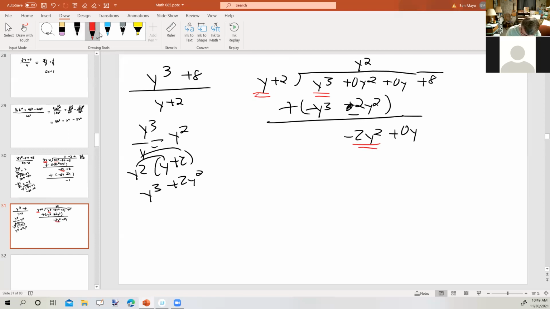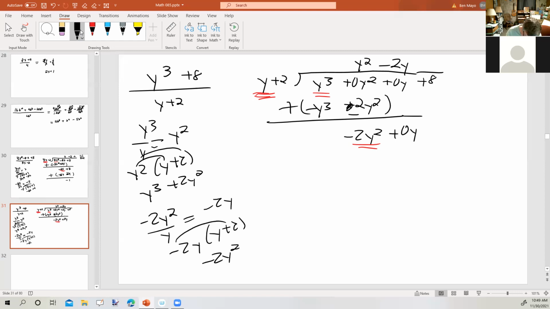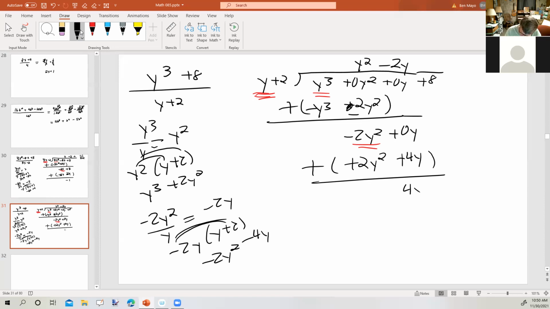Start over, leading term inside divided by leading term outside. Negative 2y squared divided by y is negative 2y, so minus 2y. Negative 2y times y plus 2, negative 2y squared minus 4y. Subtract that from what's up above, change it to addition of the opposite. Negative 2y squared plus 2y squared is 0y squared. 0y plus 4y is 4y. Bring down the next term.